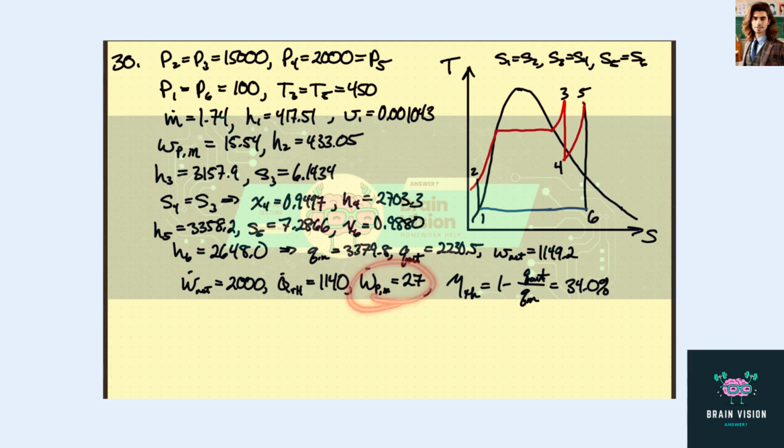For the pump, we know the specific work, and multiplying it by the mass flow rate, we get the power going into the pump is 24 or 27 kilowatts. Again, usually that should be much smaller than these as a check. And so then they want the efficiency. Well, we can just use the specific Q in and Q out up here to get that. And that's just 1 minus Q out divided by Q in. Turns out to be 34%.